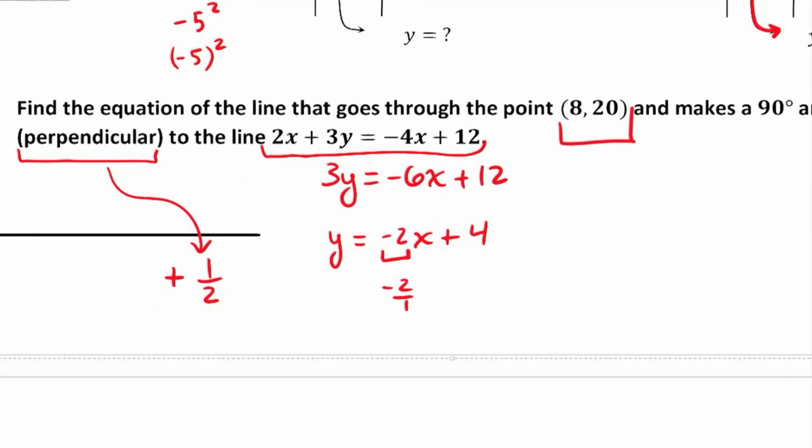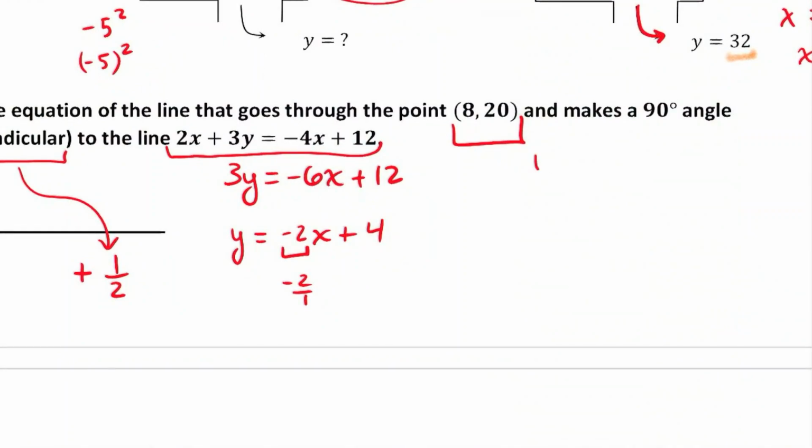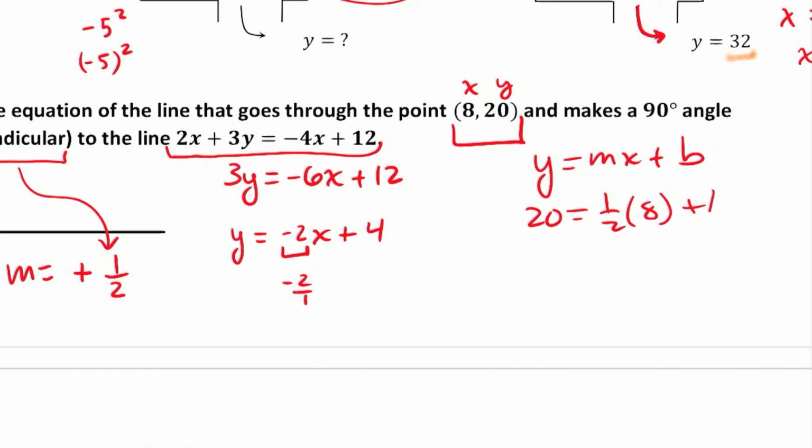So the trick that I use is, if it has to pass through that point, I could use this technique, y equals mx plus b. I know an x value, I know a y value, and I know my slope m is 1/2. I could plug those all into it and get y is 20 equals 1/2 times 8 and then plus b. 20 equals, that's 4 plus b. So that means 16 is my y-intercept. So the equation there is y is equal to 1/2 x plus 16.